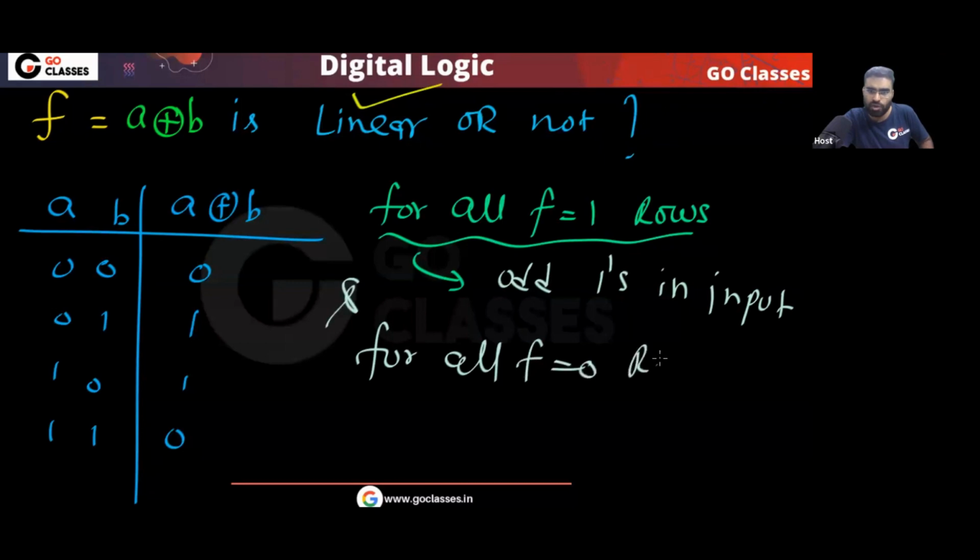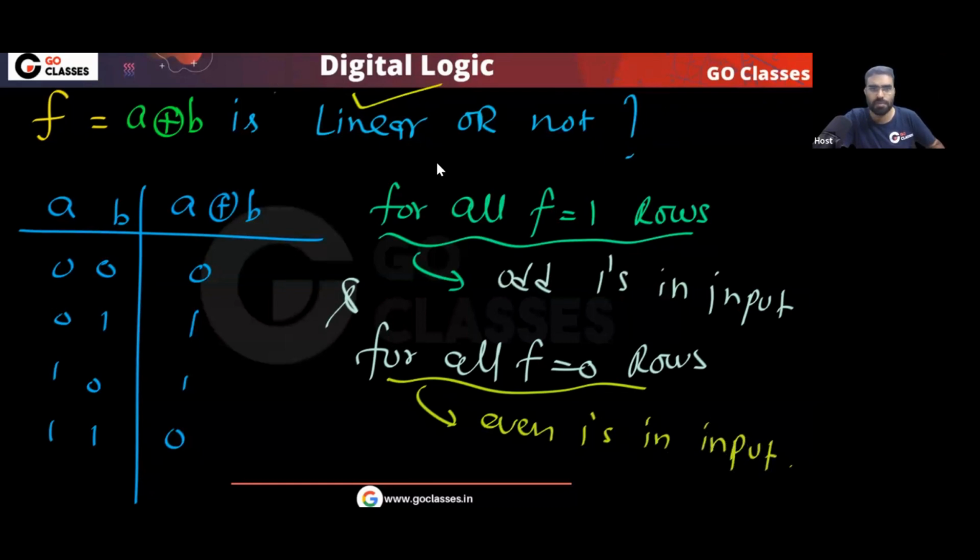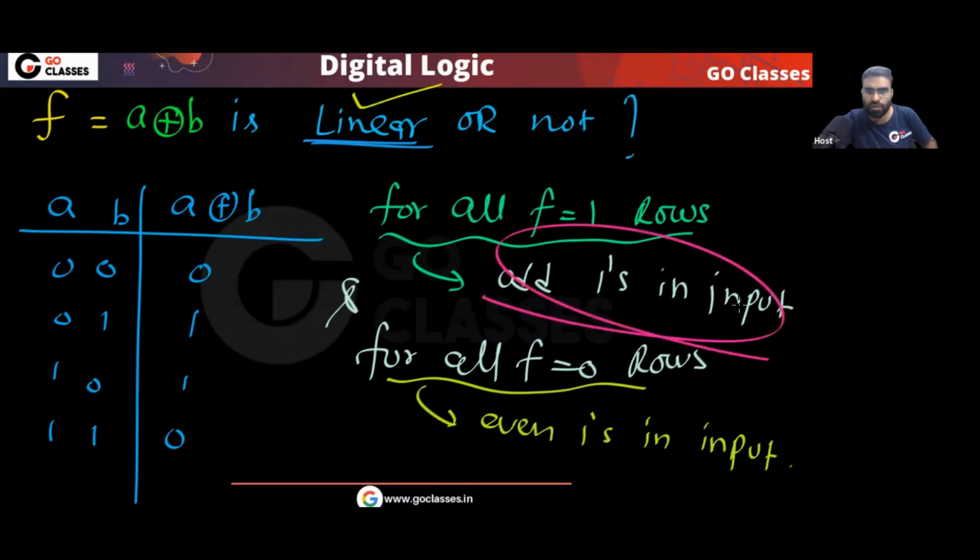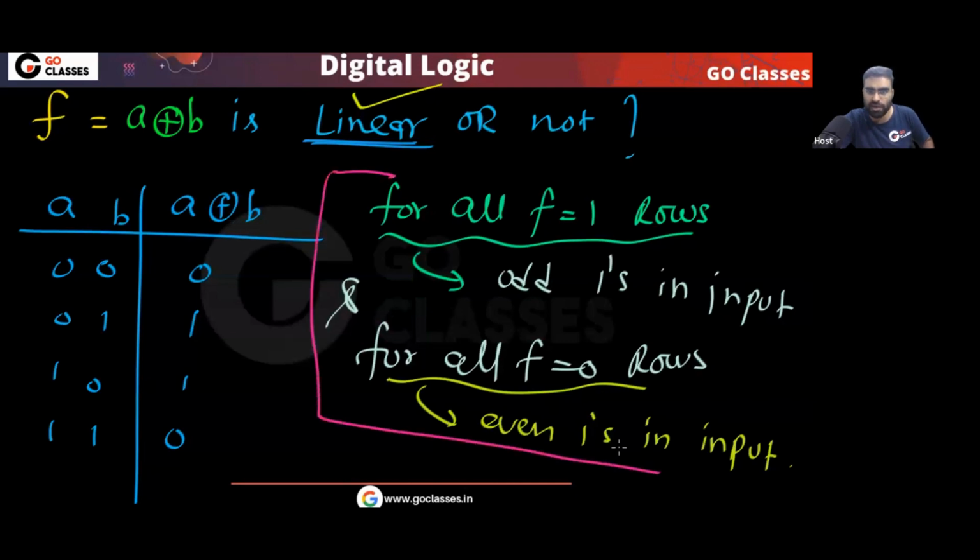And for all f equal to 0 rows, what is happening? How many ones in the input? You have an even number of ones in the input. Yes or no? Okay, yes. So I can say this is linear, because for all f equal to 1 rows, an odd number of ones in the input, and for all f equal to 0 rows, an even number of ones in the input. Okay, so that is the reason. Because this is satisfied, I can say XOR is linear.